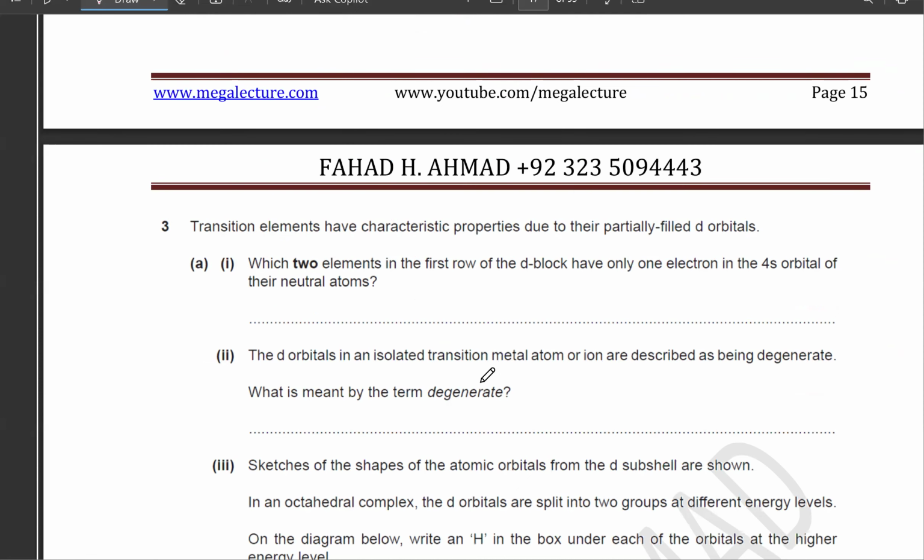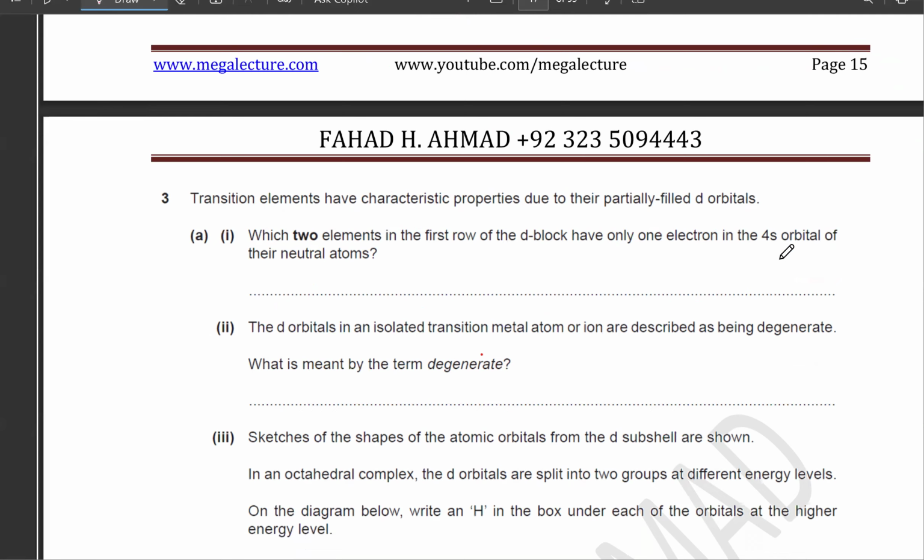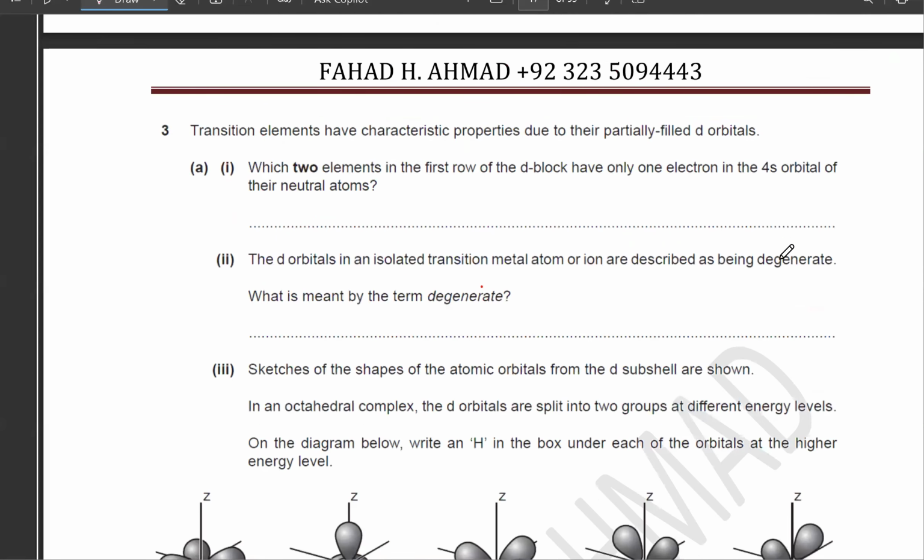Okay, what's the meaning of the term degenerate? Degenerate means that they are the same type of orbitals having the same energy. Like px, py, pz are degenerate orbitals. State two elements that have one electron in the 4s, that's chromium and copper. They have one electron.